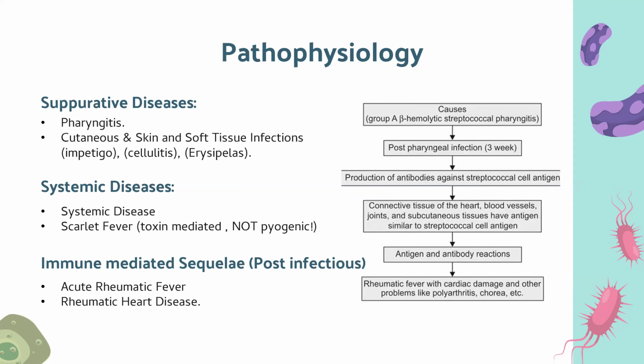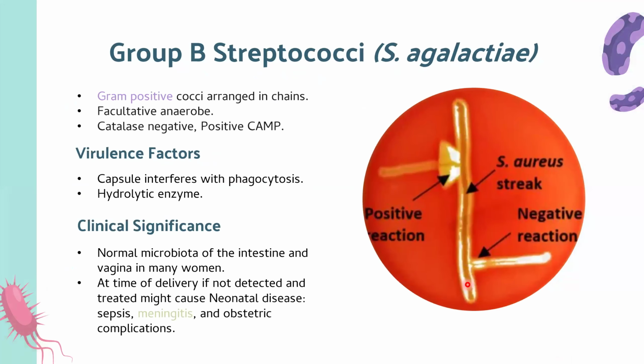Yep. Perfect. Okay. Now, moving on, we said we have our group A strep, which was sensitive to bacitracin. Now we have our group B strep, which is resistant to bacitracin, and that is our strep agalactiae. Okay? Strep agalactiae is a gram-positive cocci arranged in chains. It's a facultative anaerobe that is catalase negative, but it is positive for the CAMP test.